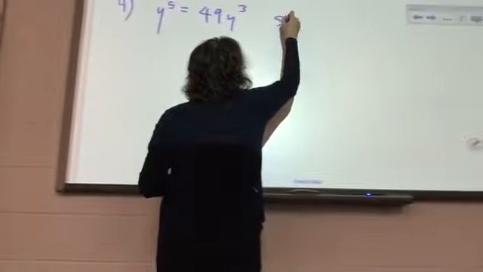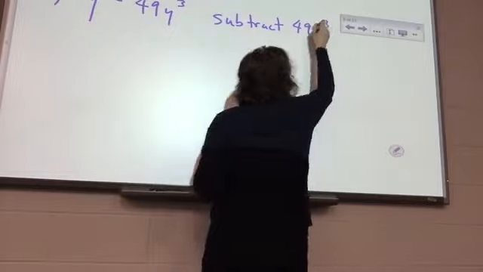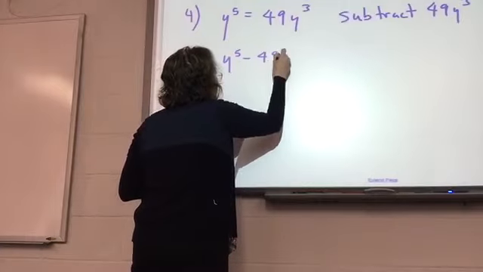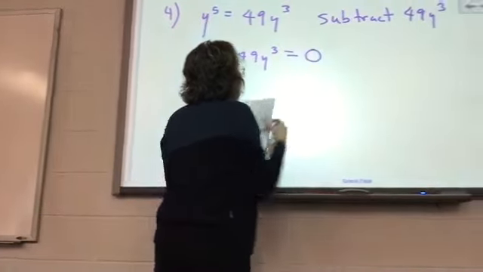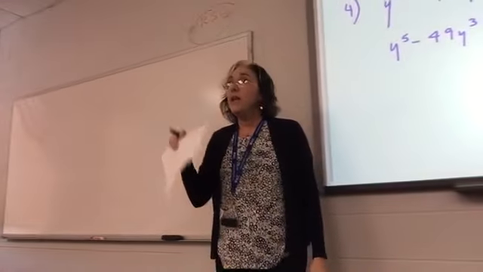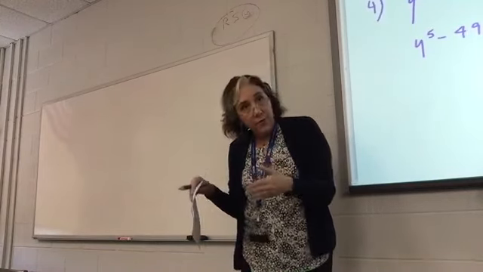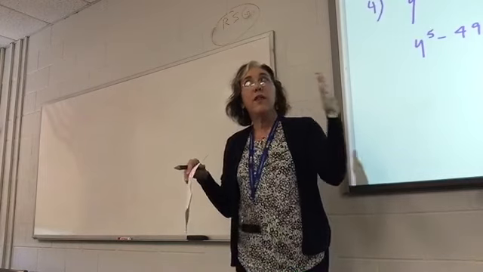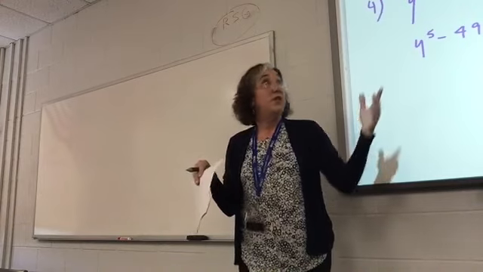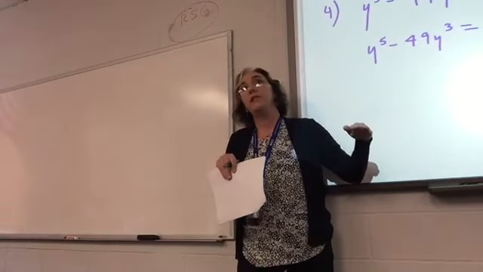Okay, so I'm just going to write down what we're doing. We're going to subtract 49y cubed from both sides. That gives me y to the 5th minus 49y cubed equals 0, because I've subtracted 49y cubed minus itself. So that's where the 0 comes from. So what is that? It's called the zero product property. It's if a product equals 0, then one of the factors has to be 0. That's what we're using. So when you see a weird looking one like this that throws you off, try to remember that's what we're basing things on.